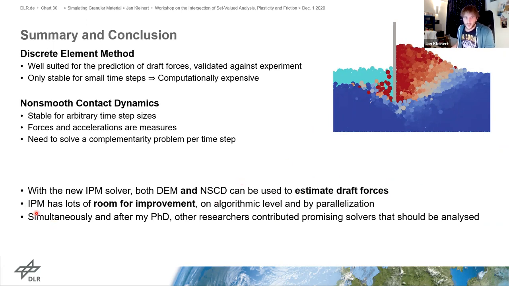Also, I think the interior point method still has lots of room for improvement, so I think it can be made much faster, both on an algorithmic level and also by parallelization. So everything I've shown you today was calculated sequentially. And I think the interior point method is quite easy to parallelize, because you can just use a parallelized conjugate gradient method. And there are some quite nice implementations for that.